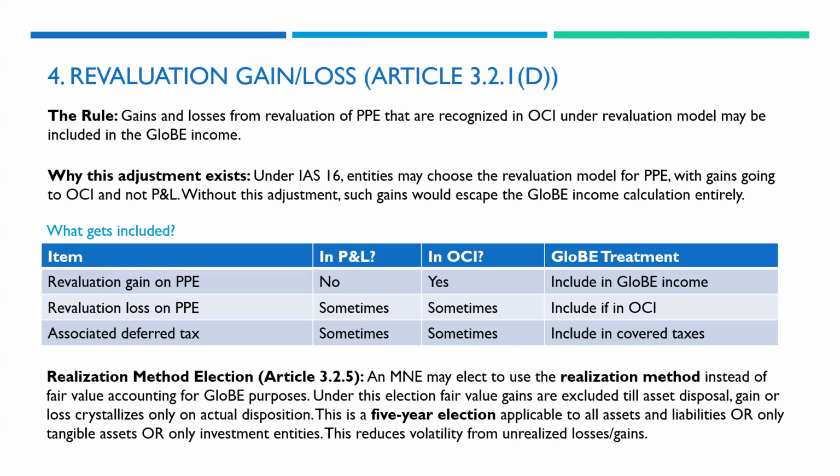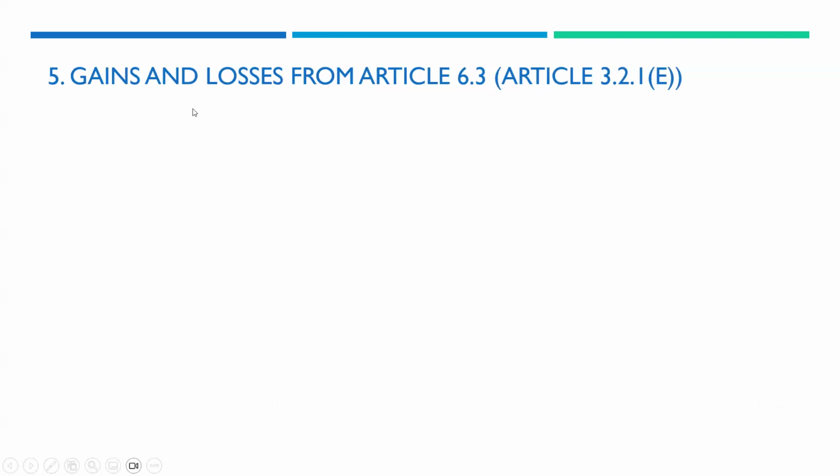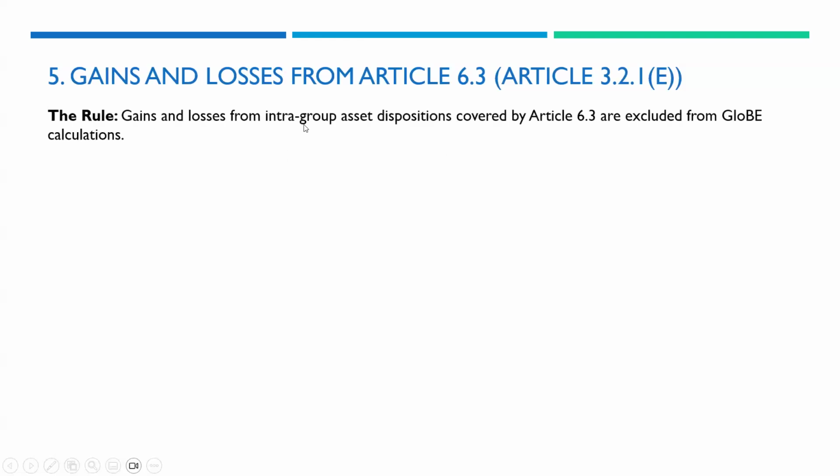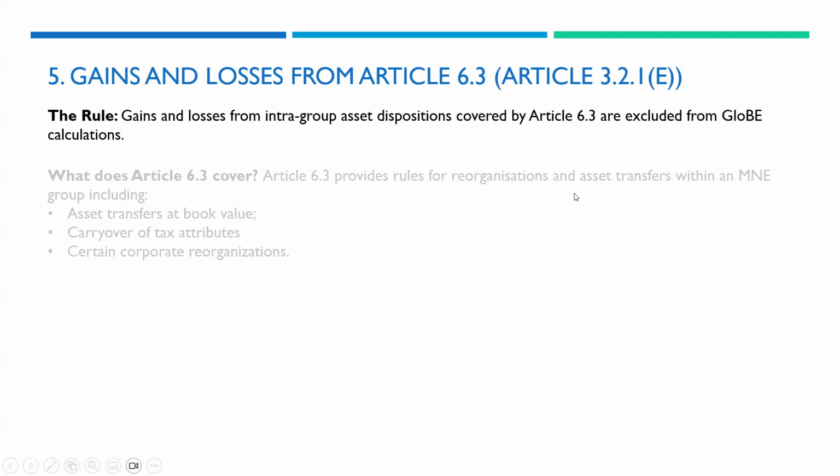Clear? Okay. Fantastic. So that's 4. 5 is gains or losses from Article 6.3. Article 6.3, we will talk about it once we reach chapter 6. But I would say it is very easy for you to understand this one. This is nothing but gains and losses from intra-group asset dispositions covered by Article 6.3 are excluded from group calculations. Now, let's not talk about 6.3 and all, but you understand intra-group asset dispositions which are covered by Article 6.3.